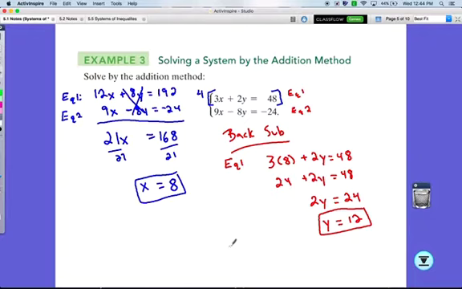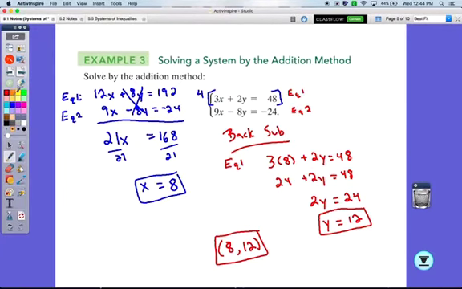Okay, so my answer is, I think, 8, 12, that ordered pair. All right, I go back and I check it. So 3 times the 8, that's 24. 2 times the 12, that's 24. That does give me 48. I've checked. Boom.